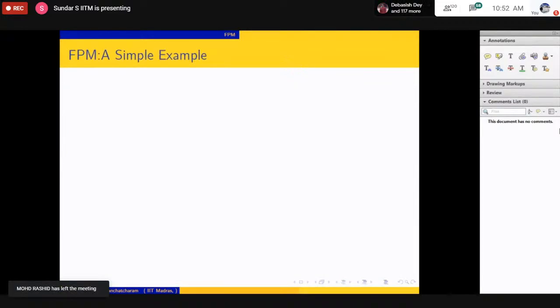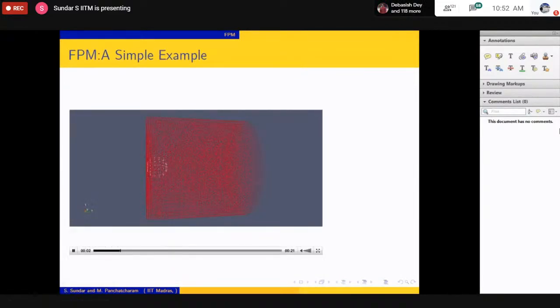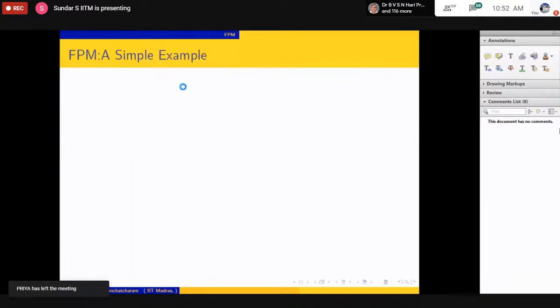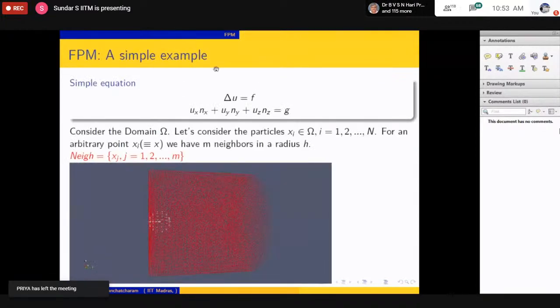So you understand how I'm solving now. Not only that, I'm solving the boundary value problem, which is del squared u equal to f with del u by del n equal to g. So the u_j are expanded, where j equal to 1 to m are my neighbors. That's what I told you. For every global particle, i varies from 1 to n, which are all the red ones. We have neighboring particles x_j, where j varies from 1 to m, which are in white color. Okay.